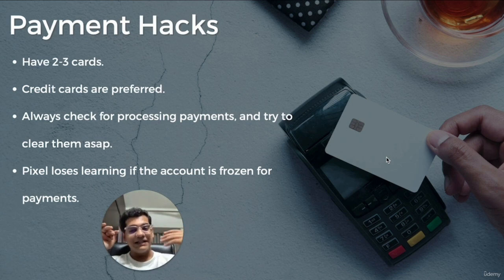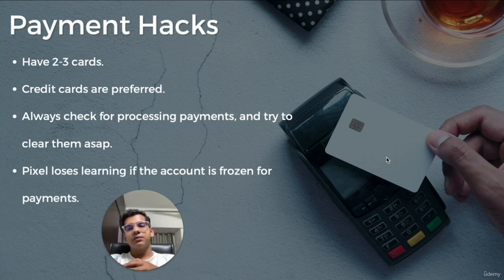Payment hack: if Facebook freezes your ad account due to processing payments and all, you are going to lose your pixel learning. Let's say if your ad account is blocked for 2 days, you would be losing your learning, because the pixel will start losing that traffic it had captured. So I try adding 2 to 3 cards, and if one card fails, immediately try the second card. If the second card fails, immediately try the third card, so that you can keep the flow going and the ads keep running.